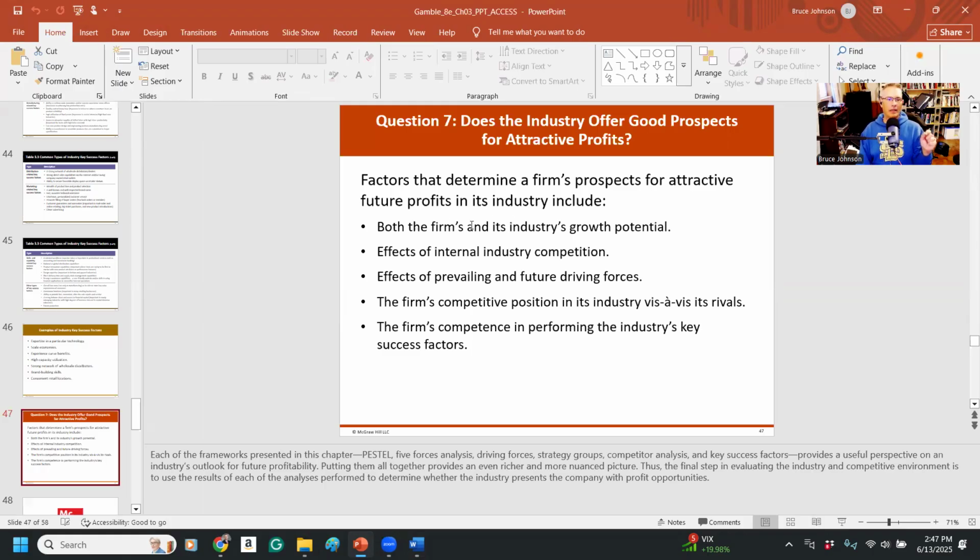Are you operating where both the firm and its industries have high growth potential? Saturation is a ways off. How strong is internal industry competition? Are there future driving forces that are causing things to where everybody wants one now?